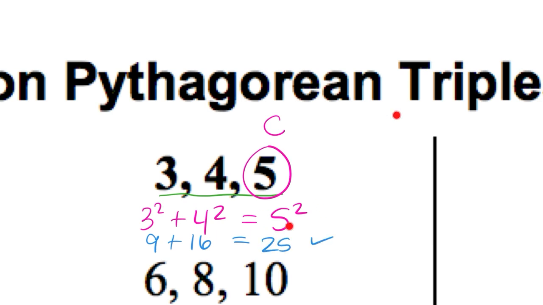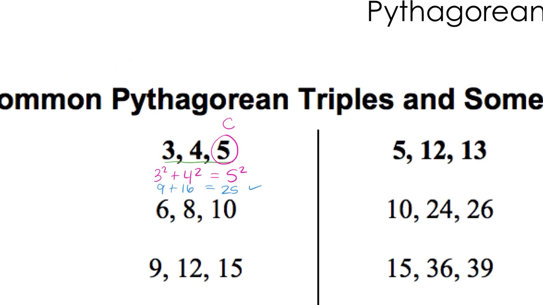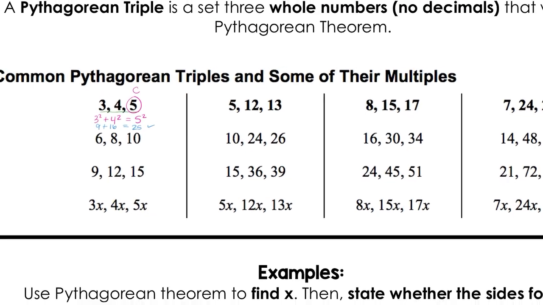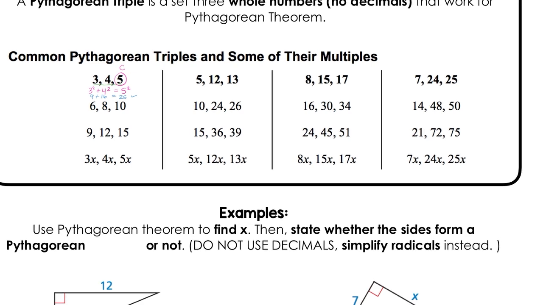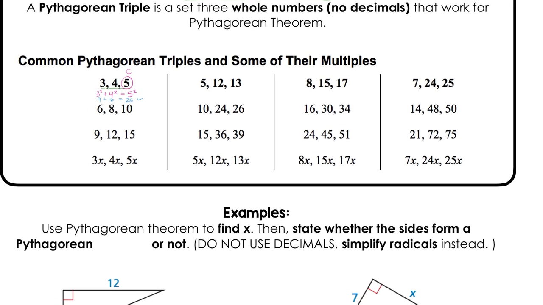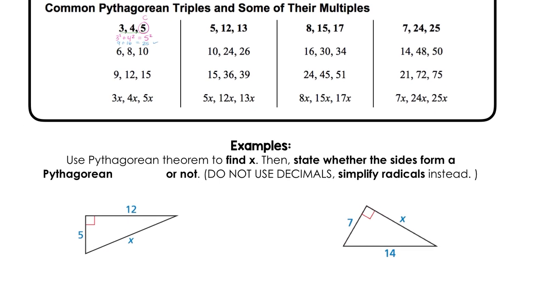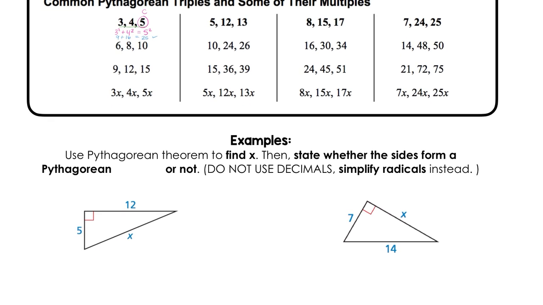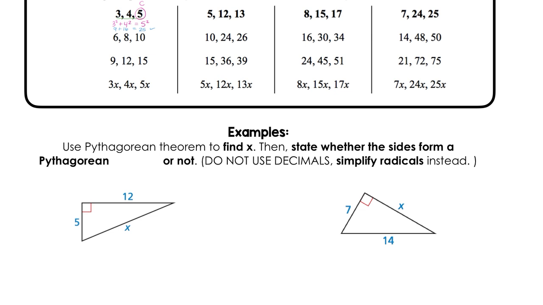You don't have to memorize these, but it is helpful if you recognize some of them. Eventually you'll get to a point where you do. We're also going to do a couple of examples where it's asking you whether or not the sides make Pythagorean triples. So in this first example, it says use the Pythagorean theorem to find x, then state whether the sides form a Pythagorean triple.